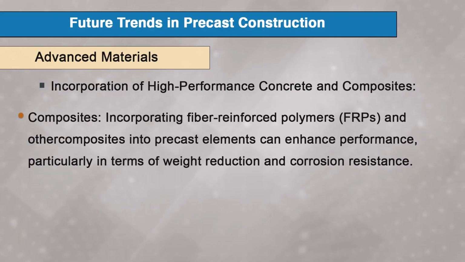Talking about composites, incorporating fiber reinforced polymers and other composites into precast elements can enhance performance, particularly in terms of weight reduction and corrosion resistance. For example, a bridge constructed using precast elements made of high performance concrete and composite reinforcement may have a longer lifespan and require less maintenance compared to traditional materials.